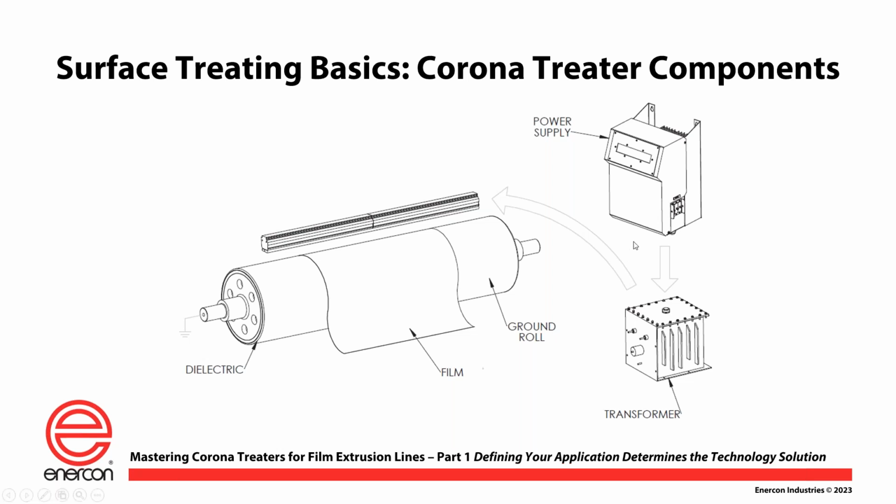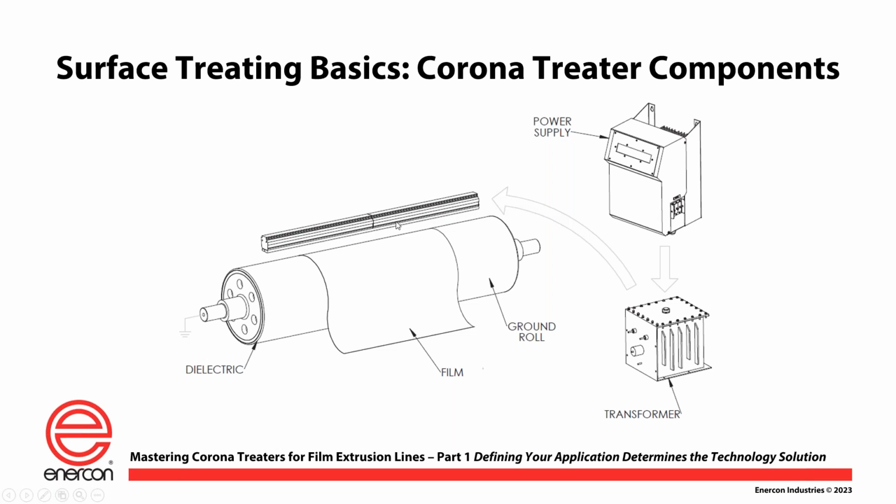Essentially it starts with the power supply, and you see it up there in the upper right on this illustration. That power supply takes your plant utility and converts it, chops it up, inverts it, and then it comes out of there at a higher frequency and higher voltage than what it came in at. That then goes to a high voltage transformer, which again boosts the output voltage even higher, which is connected to an electrode assembly that's typically mounted above an insulated grounded roller.